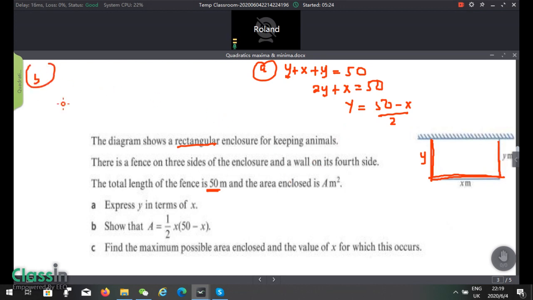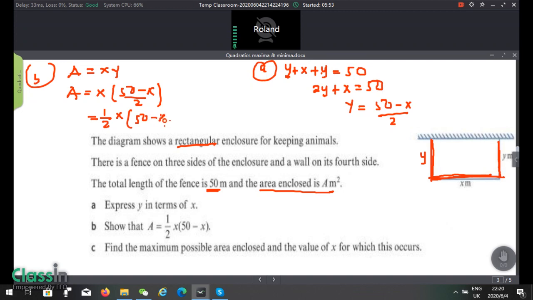B says show that the area, remember A is the area, is this. Okay, so area is the length times the breadth, which is x times y. But y is (50 minus x) over 2. So it's clearly x times (50 minus x) over 2. And this can be written as 1 over 2 x (50 minus x), as proved. This is show that A is this.